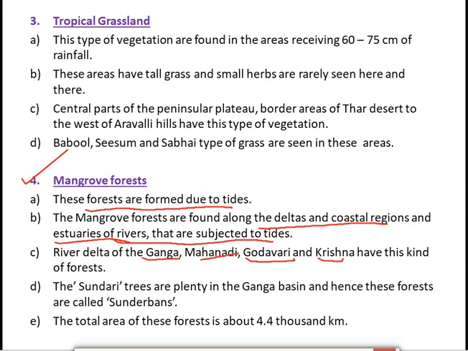The Sundari trees are plenty in the Ganga basin, and hence these forests are called Sundarbans. So, in the Ganga basin, which trees are found in very large number? Sundari trees. That's why these forests are also called Sundarbans over there. The total area of these forests is about 4.4 thousand kilometers.